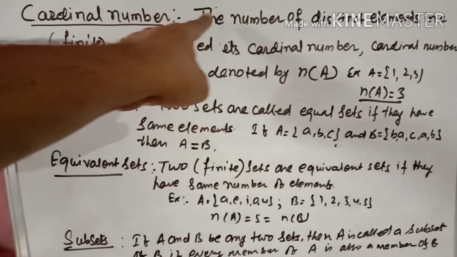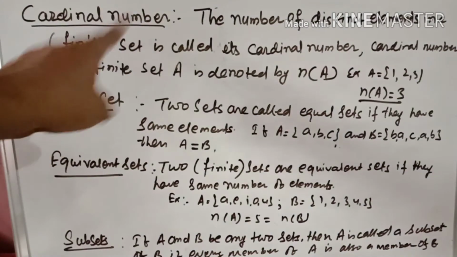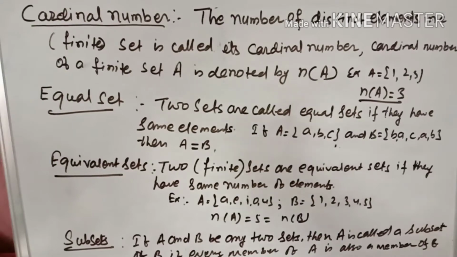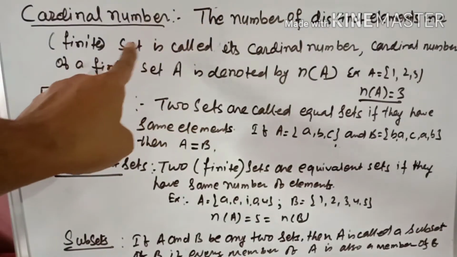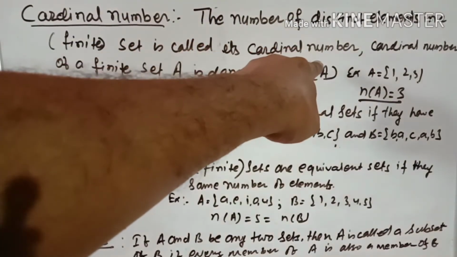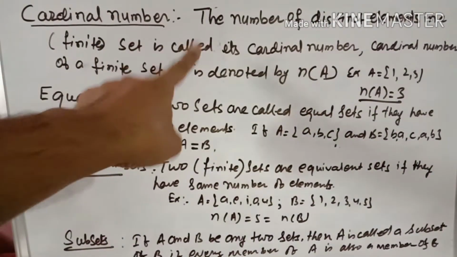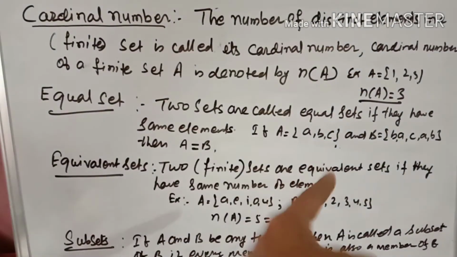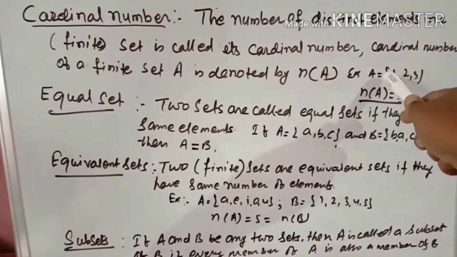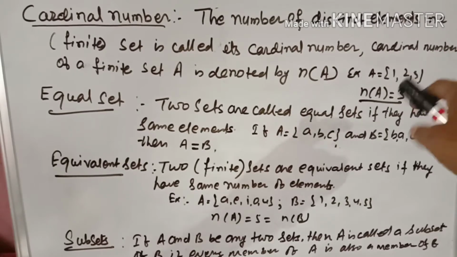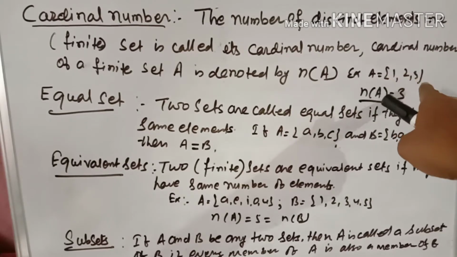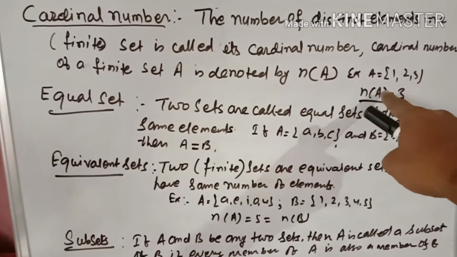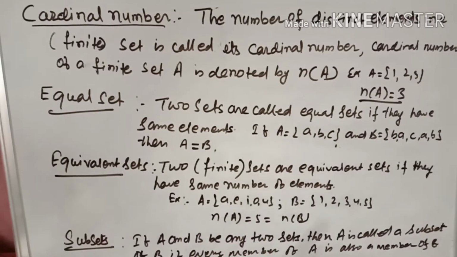Now see cardinal number, the number of distinct elements in a finite set. Remember, it must be a finite set, then it will have a cardinal number, otherwise you cannot find it. So the number of distinct elements in a set is called its cardinal number. Cardinal number of a finite set A is denoted by n within brackets A. I'm giving one example. Elements of A are given as 1, 2, 3. Now how many elements are there? 3 elements.